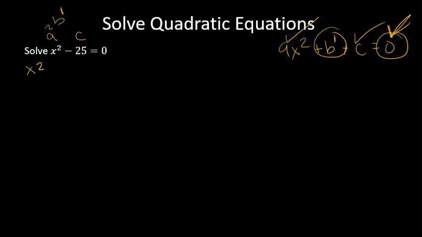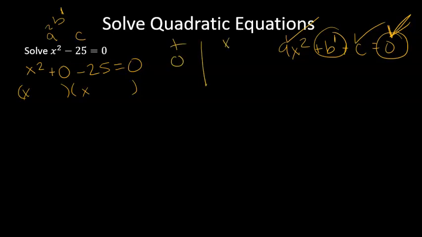What does this look like? It's going to be plus 0 minus 25 equals 0. Let's put our x's in there. Okay, so we got to figure out what 2 numbers give me a 0 if I were to add them together, and then what 2 numbers give me a negative 25 if I were to multiply them.